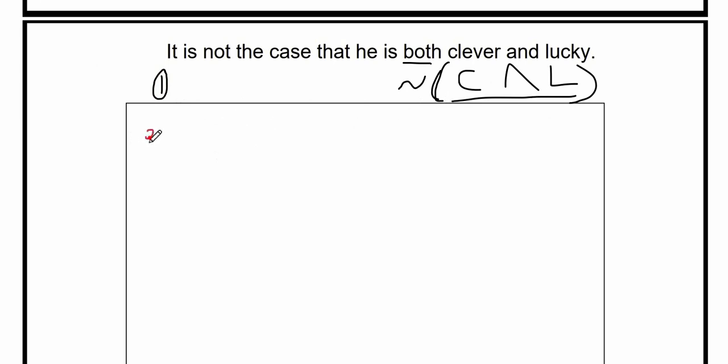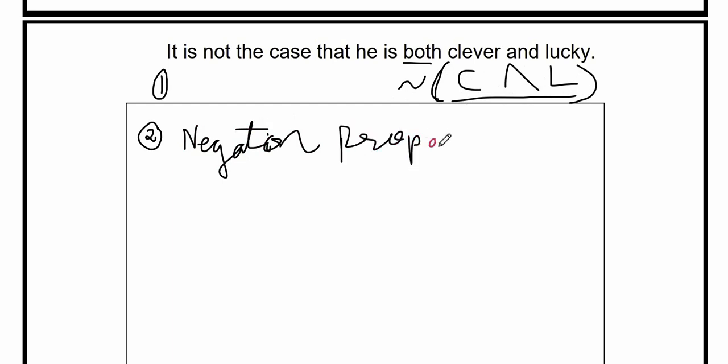First part is done. The second part is to determine the dominant part of this. So first we solve this internal one, clever conjunction lucky, and we come to the dominant part, which is negation. So here, the negation proposition is the dominant proposition type. Alright, so our second part is also completed.